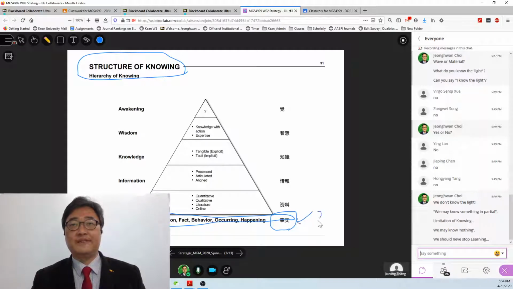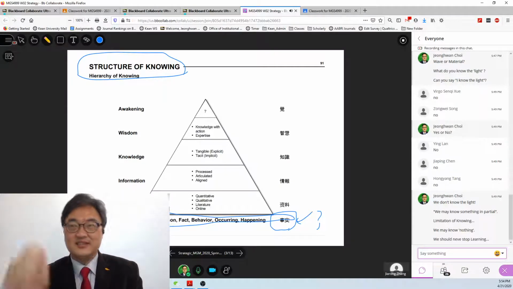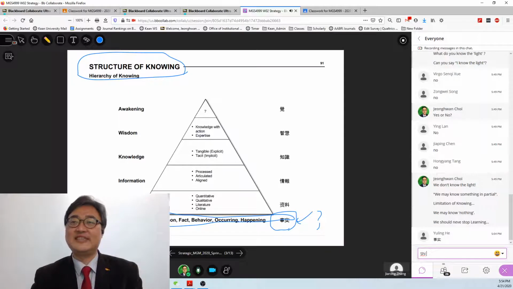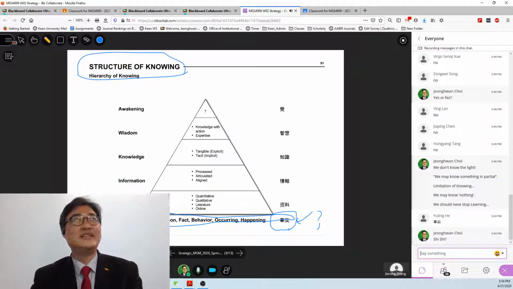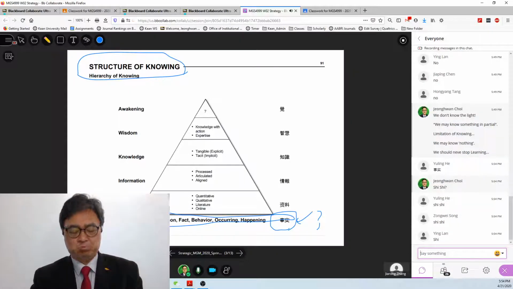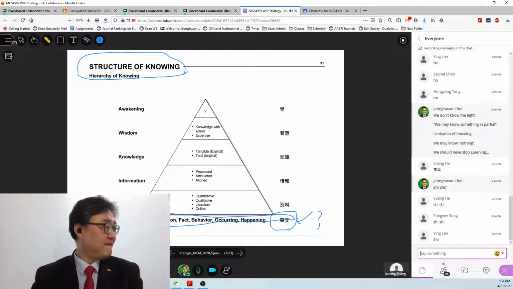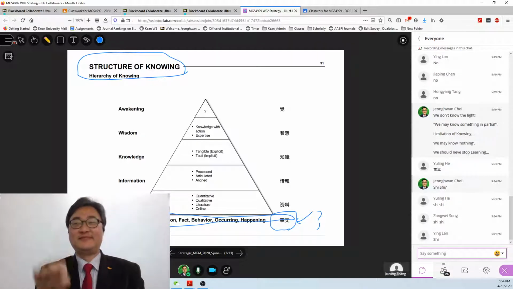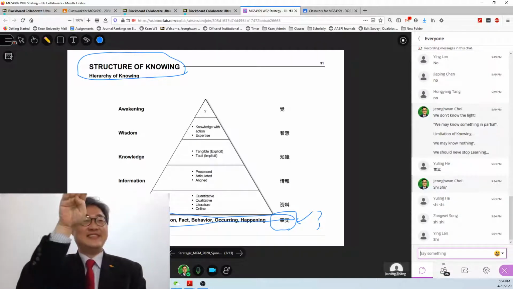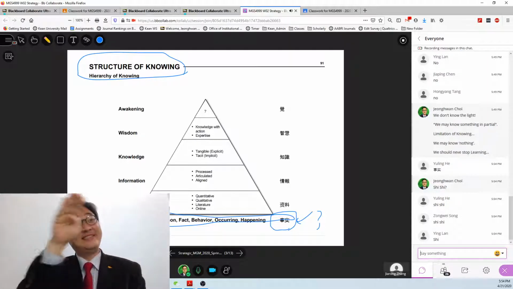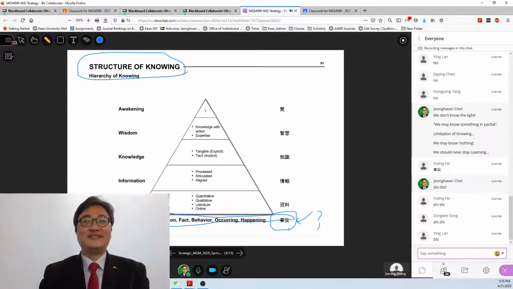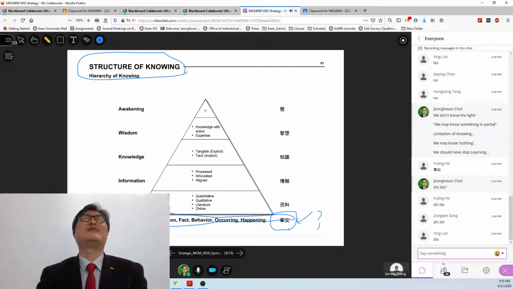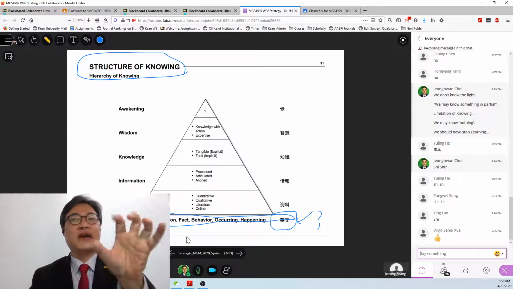What is this? 사실. What is it in Chinese? 사실. Help me. Aurora, help me. Whatever. 사실.